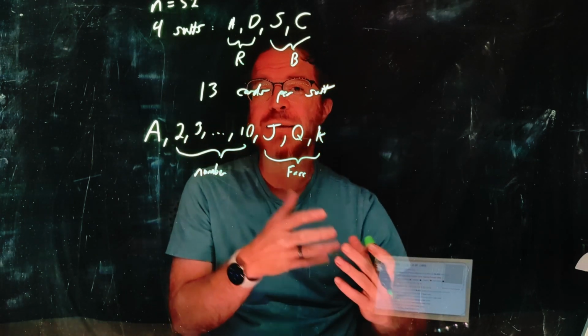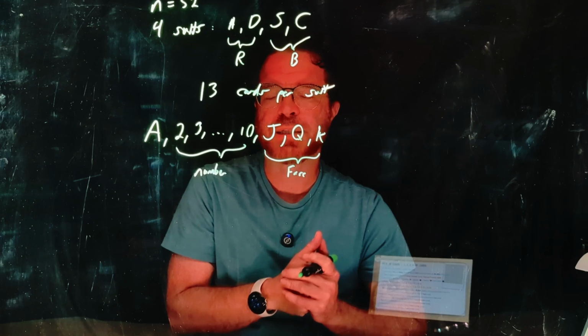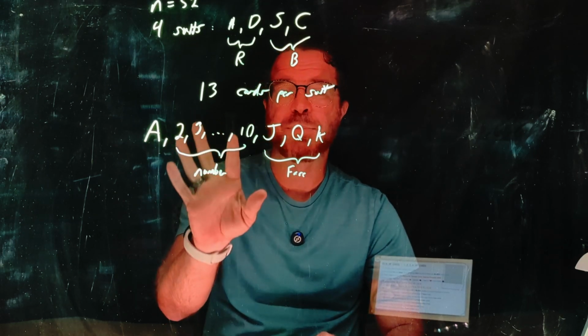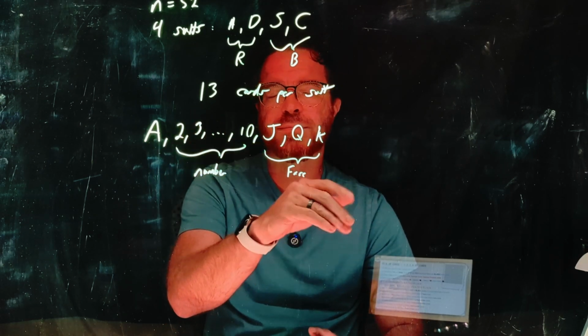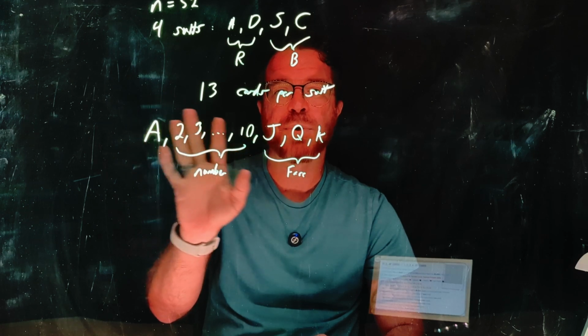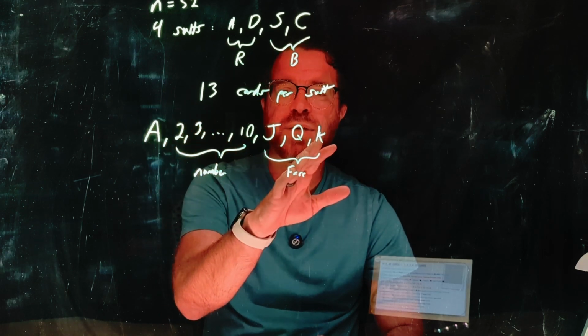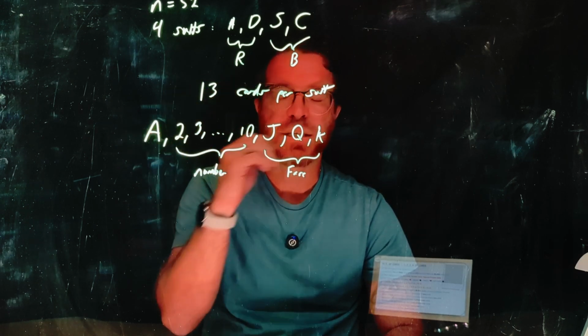And in fact, in a lot of games, for example, if you go to a casino, the ace sometimes will be a part of the numbers, other times it'll be a part of the faces, and other times it'll be its own special thing.